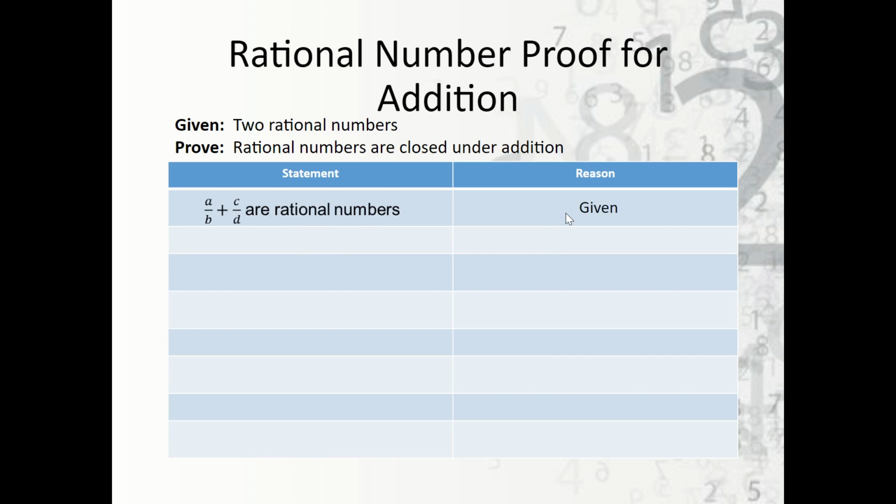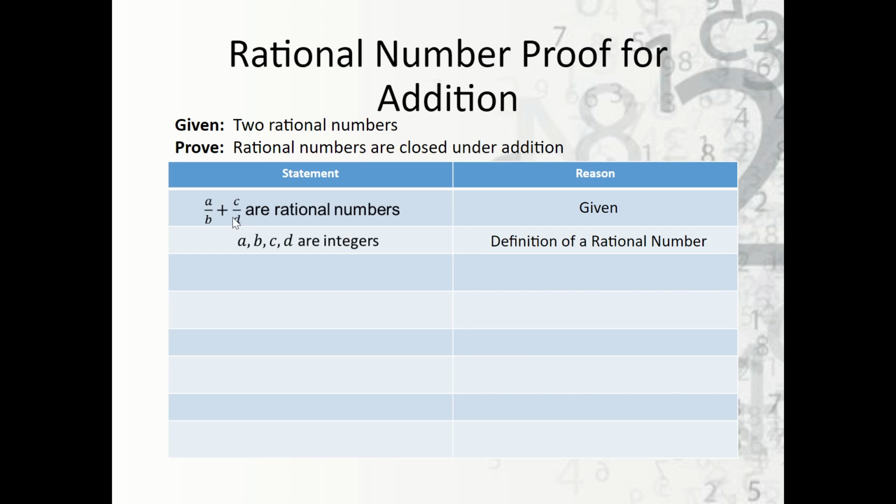and that's given information, right? We're told that they're rational numbers, so that's given. And all we did was break it down and write them as A over B and C over D. Now we should note that A, B, C, and D are all integers, and we know that because of the definition of a rational number, right? Because these are rational numbers, that means that each of these have to be integers.